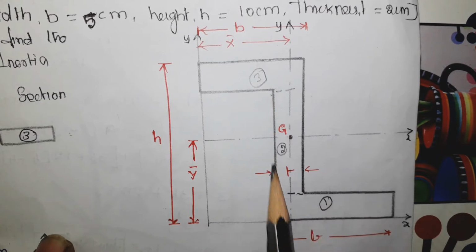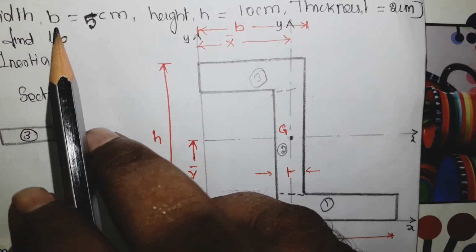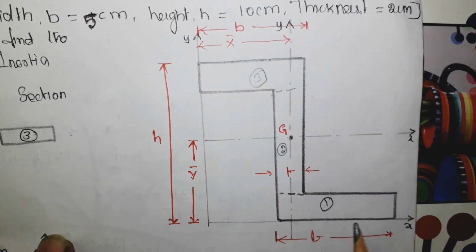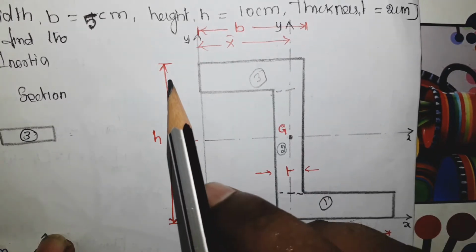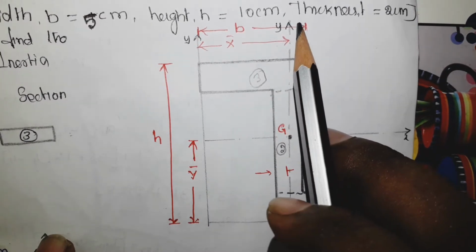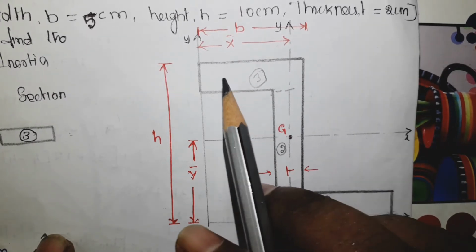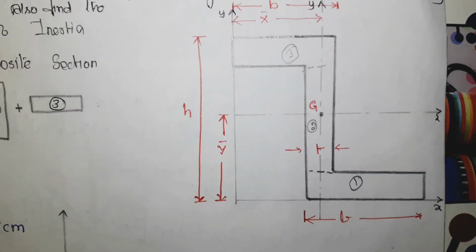So this is the given Z section and the dimensions are given here. Width B equal to 5 centimeter. So this is 5 centimeter and here it is 5 centimeter. Height H equal to 10 centimeter. So this is height which is equal to 10 centimeter. Then thickness equal to 2 centimeter. So the thickness of this Z section is equal to 2 centimeter.